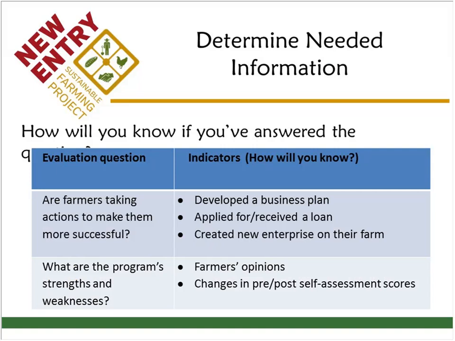Next, we're talking about determining the needed information. Once you have some of your basic questions, you'll need to come up with indicators for answering them. Basically, you're getting at how will you know if you answered the question, and that's your indicator. Here are a couple of examples. If your overall question is, are farmers taking actions that we hope will make them more successful, some of the indicators you might use are if they developed a business plan, if they applied for or received a loan, or if they've created a new enterprise on their farm.